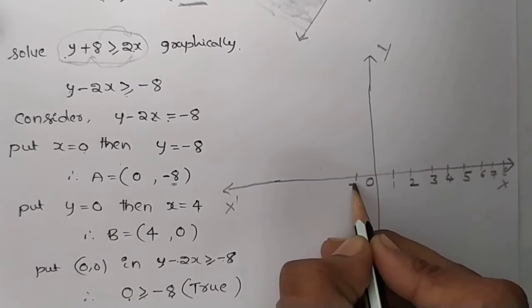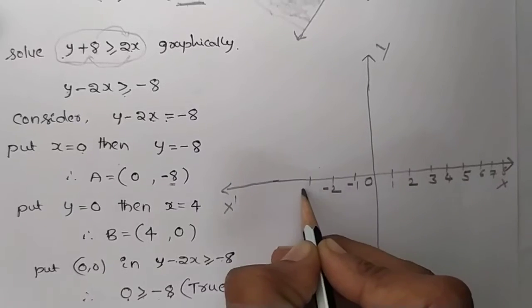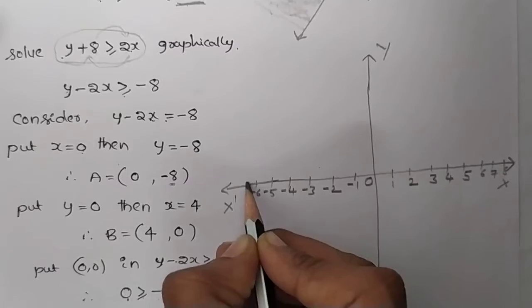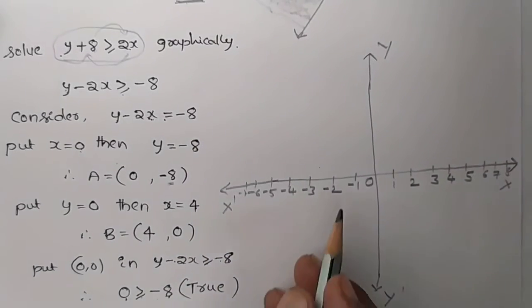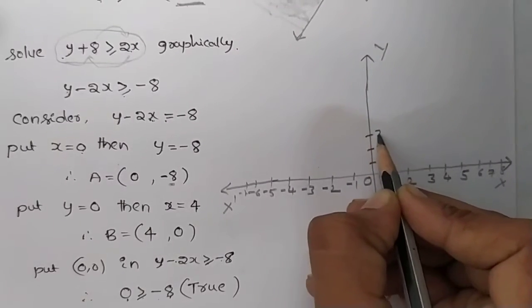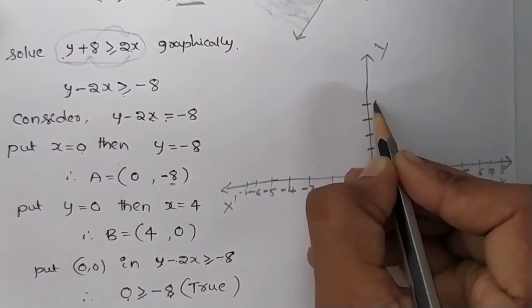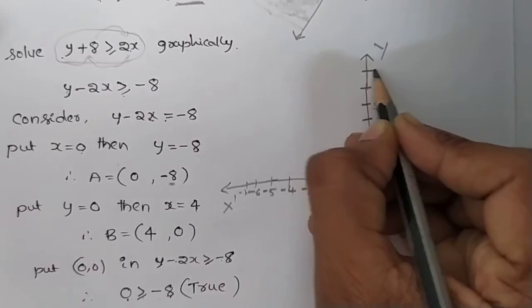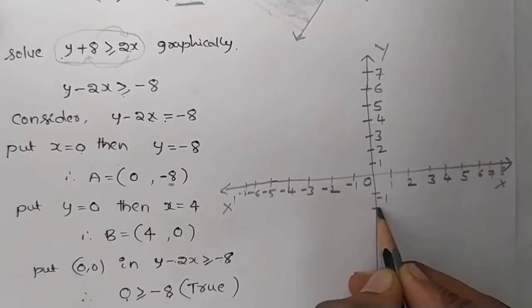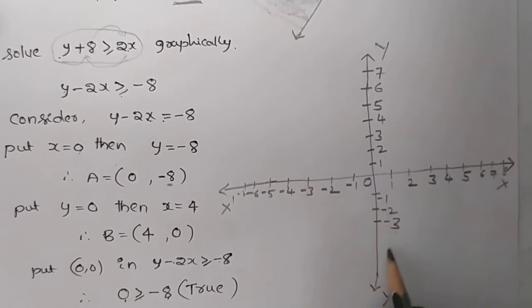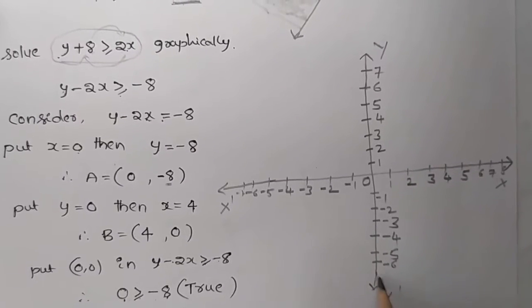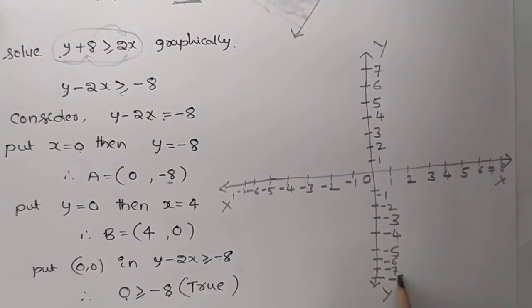Take the values on the negative x-axis: minus 1, minus 2, minus 3, minus 4, minus 5, minus 6, minus 7, minus 8. Take the values on the y-axis: 1, 2, 3, 4, 5, 6, 7, 8. Take the values on the negative y-axis: minus 1, minus 2, minus 3, minus 4, minus 5, minus 6, minus 7, minus 8.